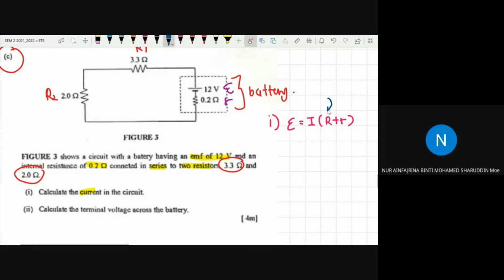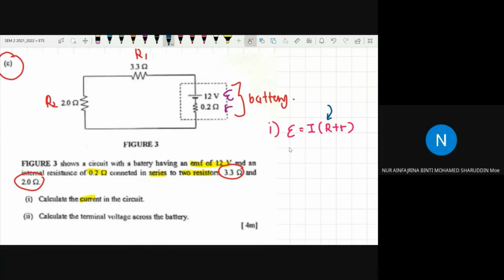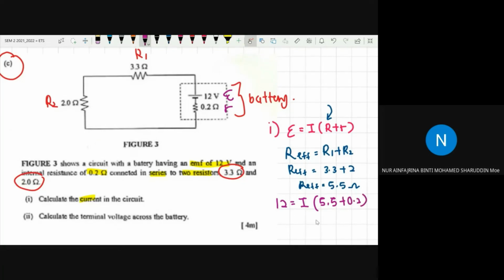Tetapi you kena cari dulu you punya total resistance. Sekarang your resistors are arranged in series. Jadi you punya total resistors ataupun kita kata effective resistors adalah R1 tambah R2. So you akan dapat 3.3 plus 2 which is 5.5 ohm. So dah dapat you punya total resistance or effective resistance, boleh masukkan ke dalam formula EMF ini. So your EMF is 12 volt. We are looking for the current. Your effective resistance is 5.5 ohm and your internal resistance is 0.2 ohm.